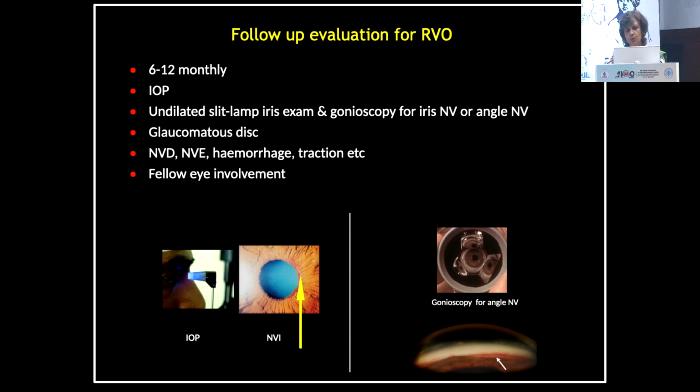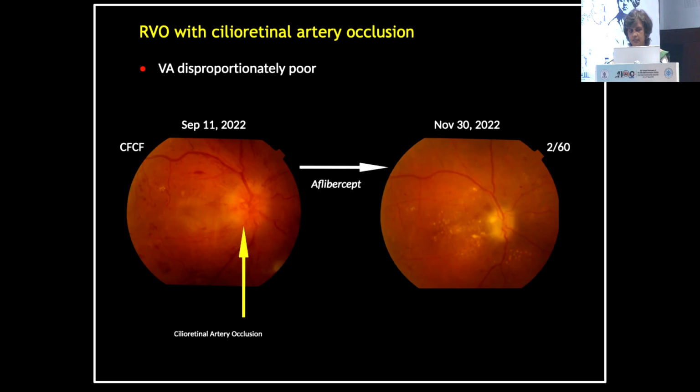All patients with RVO have to be examined either annually or 6 monthly, depending on the severity and extent of ischemia. Each examination, intraocular pressure, undilated slit lamp exam of the iris and angle, especially in CRVO and HRVO. Look for glaucomatous disc at every visit, NVD, NVE, peripheral hemorrhages, traction, which can be easily missed and require scatter laser. And very important, fellow eye examination. Very often there will be a silent RVO in the other eye. When CRVO presents with a disproportionately poor vision, there could be an associated cilioretinal artery occlusion, which makes the prognosis poorer.